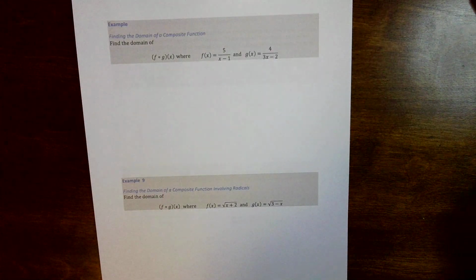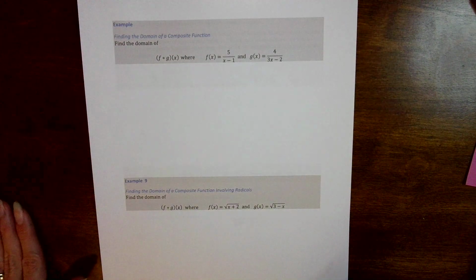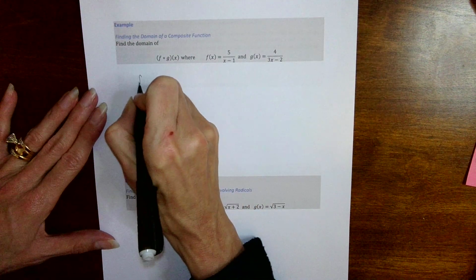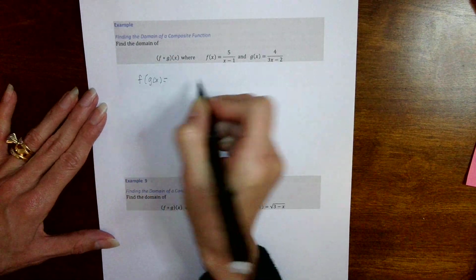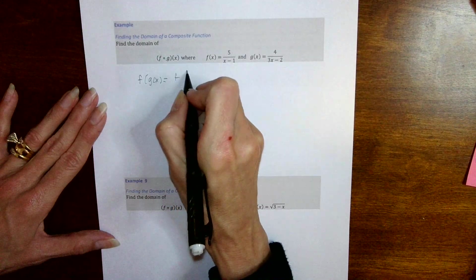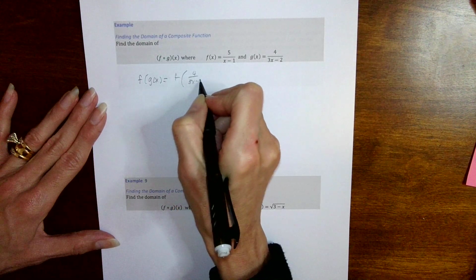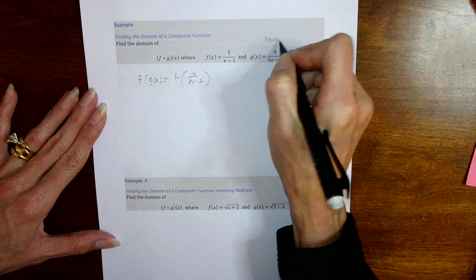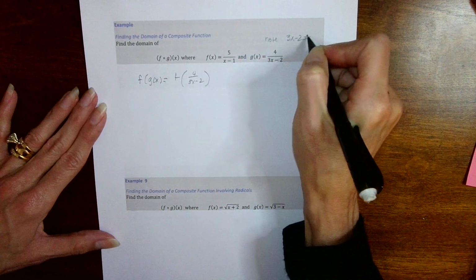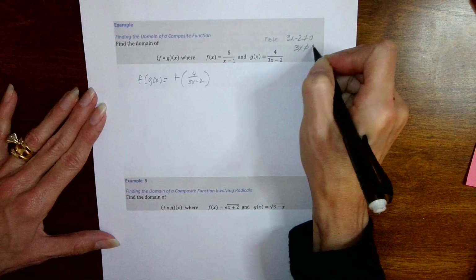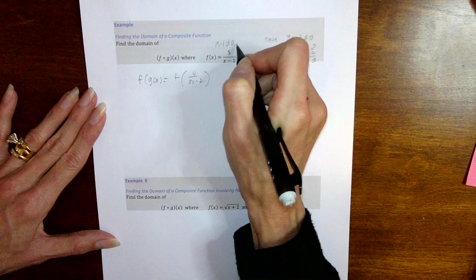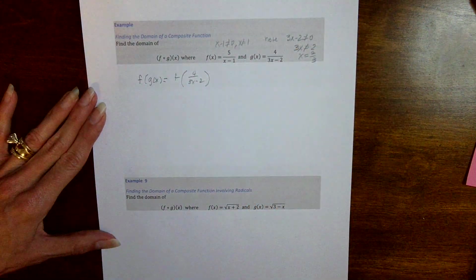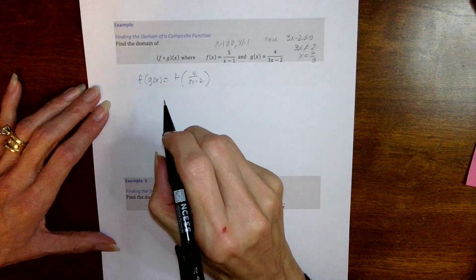So let's look at this guy. We're going to find the domain of it. f composed with g of x is f of g of x. So that's f of 4 over 3x minus 2. Note here, I guess we should say 3x minus 2 cannot equal 0. 3x cannot equal 2, or x cannot equal 2/3. And for this one, x minus 1 cannot equal 0, or x cannot equal 1. So we know what the exclusion values are.